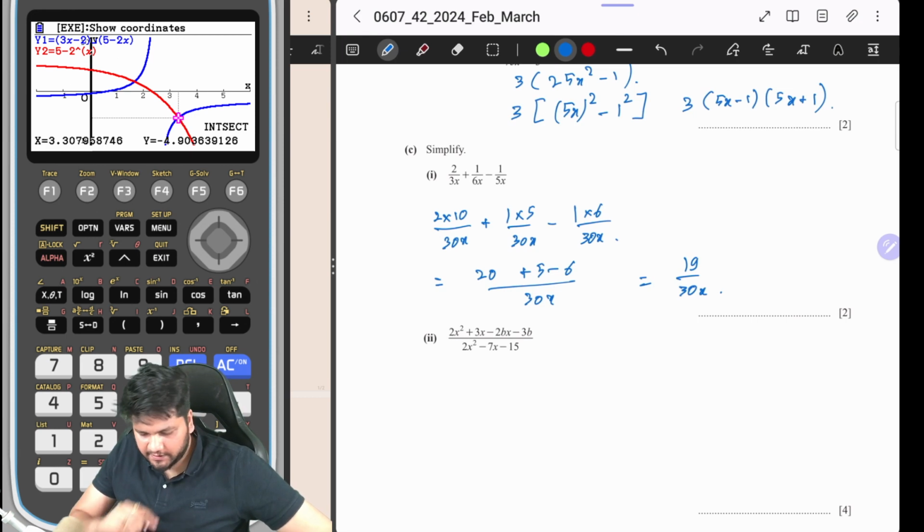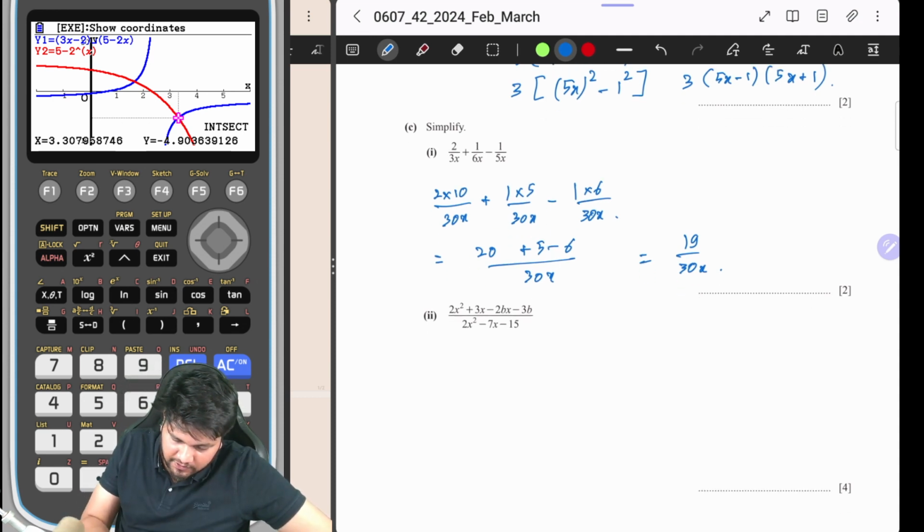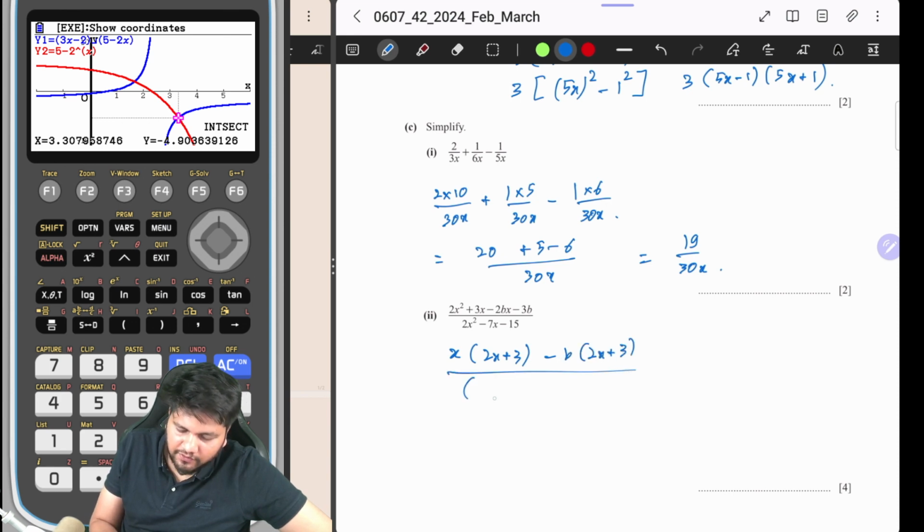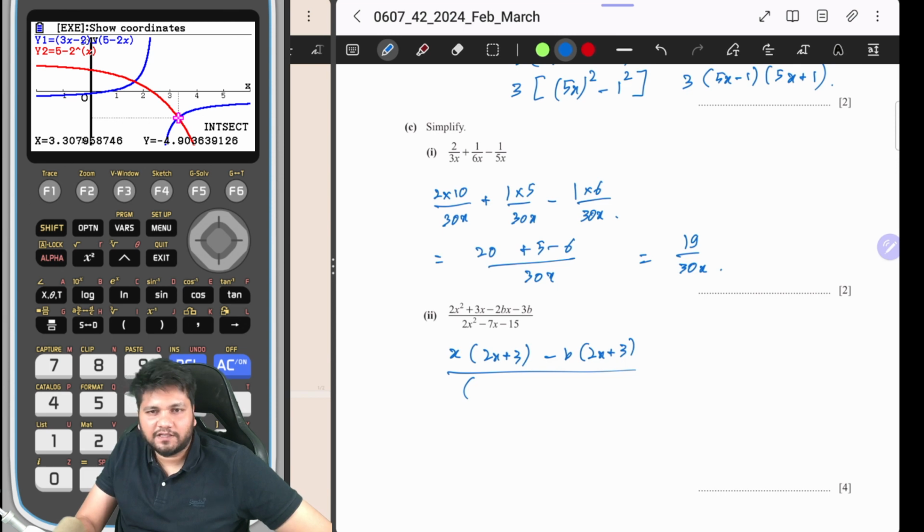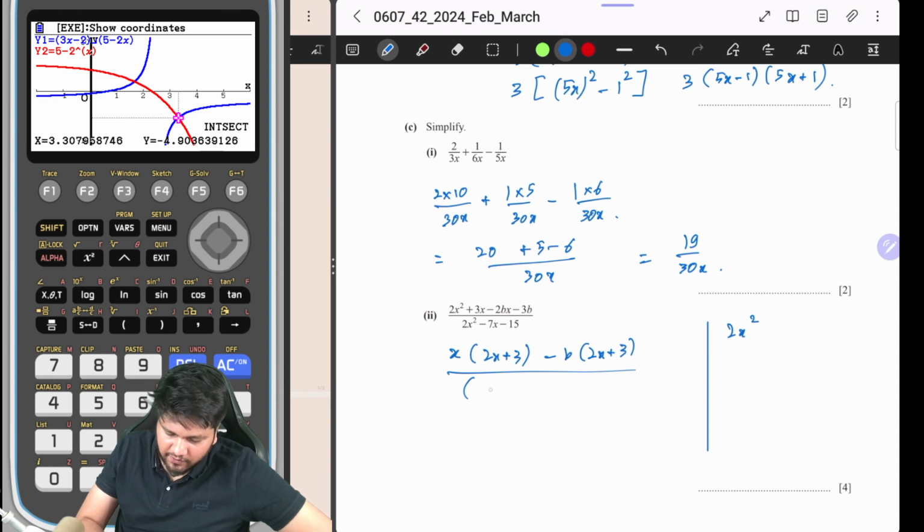Simplify this: 2x square plus 3x minus 15x minus 15, in factorized form. It's a 4 marker. From the top one we can take out x common and we'll get 2x plus 3. From here you can take out minus 5 common. Again you will get 2x plus 3. Definitely one of the factors is 2x plus 3, but since it's 4 marks, you should factorize it properly.